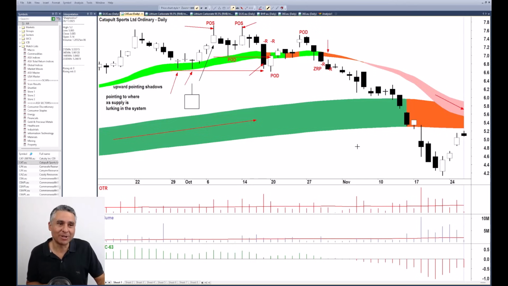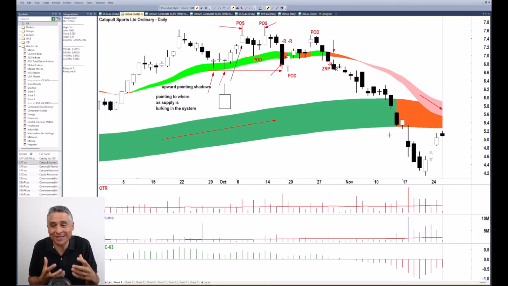Well, now I've got a short-term downtrend. Who's in control of price? That's all we need to ask ourselves. Who's in control of price? That's our analysis. Accept that that's the case.